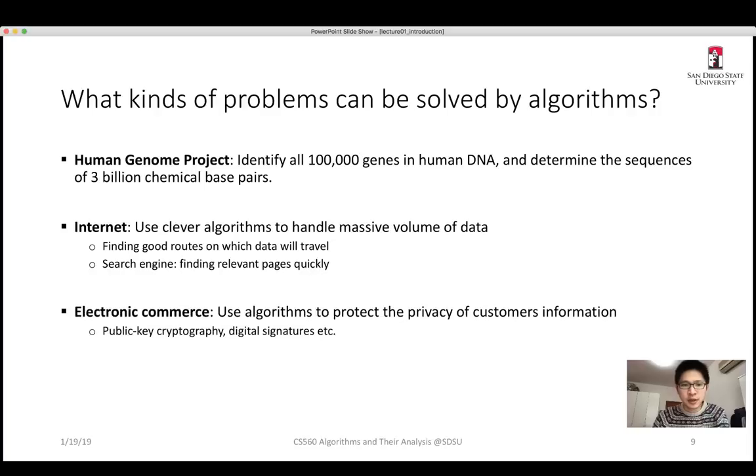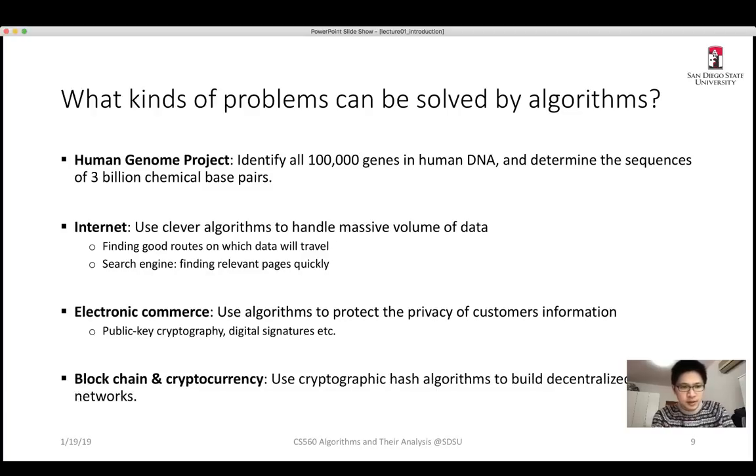And in electronic commerce, whenever you create a user profile, you will need to use a password, right, to protect your privacy. Whenever the password is used, some of the most common public key-based encryption algorithms will be used to store the password data. And some technology like digital signatures will also be used.